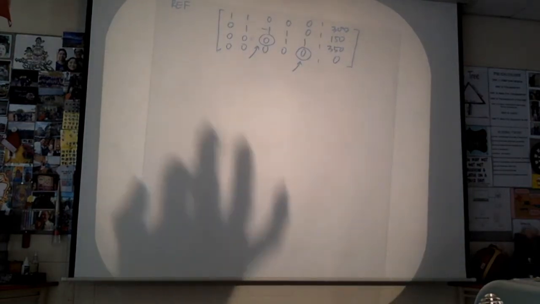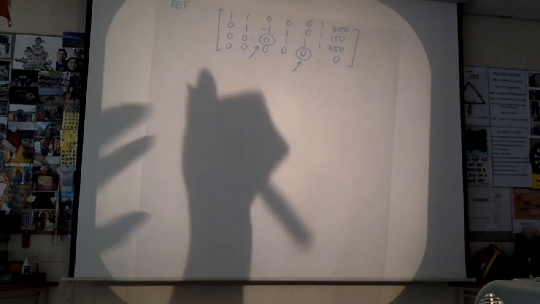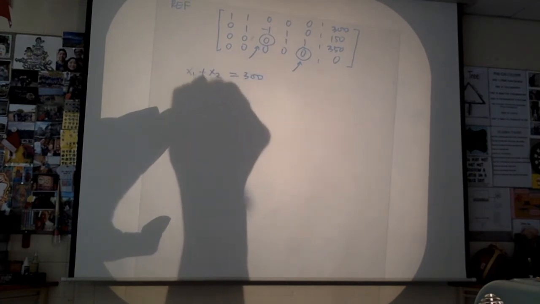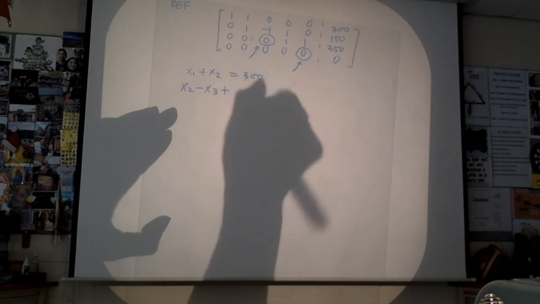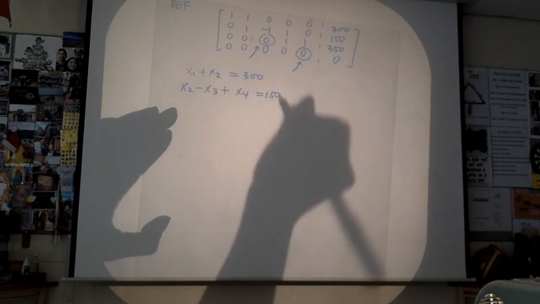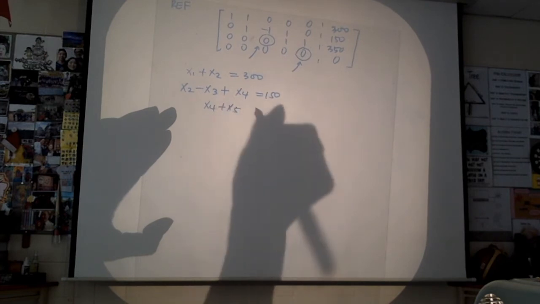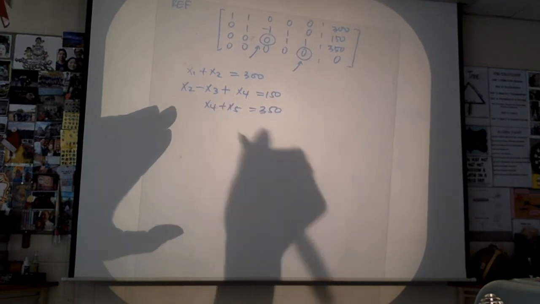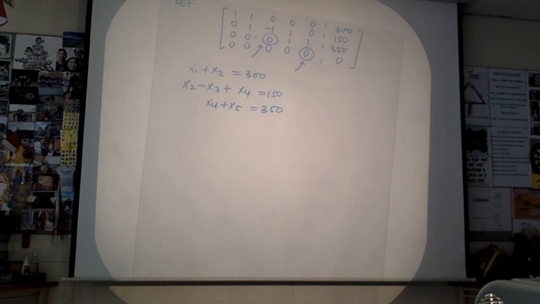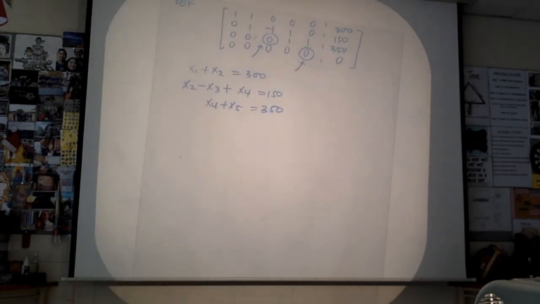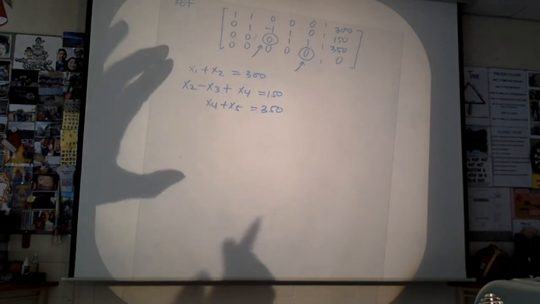So let's write the equations for this REF. We have x1 plus x2 is equal to 300. We have x2 minus x3 plus x4 is equal to 150. We have x4 plus x5 is equal to 350. That's it, right? We have 3 equations, all right? Now, is that it? 1, 2, 3, 4. Oh, we have 4. 1, 2, 3, 4. Yeah, perfect.